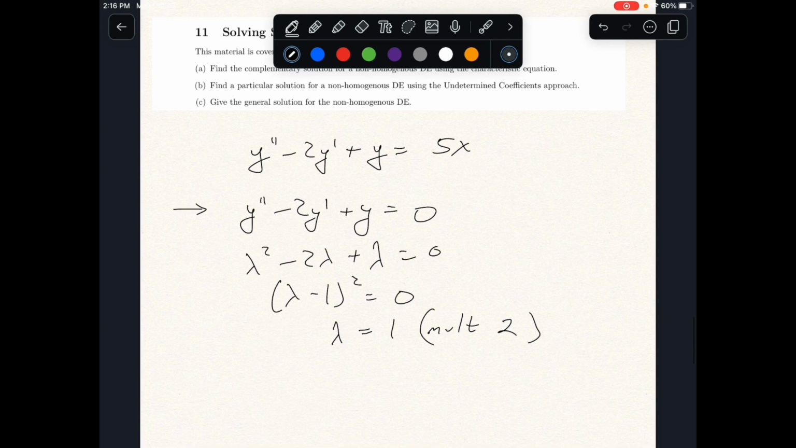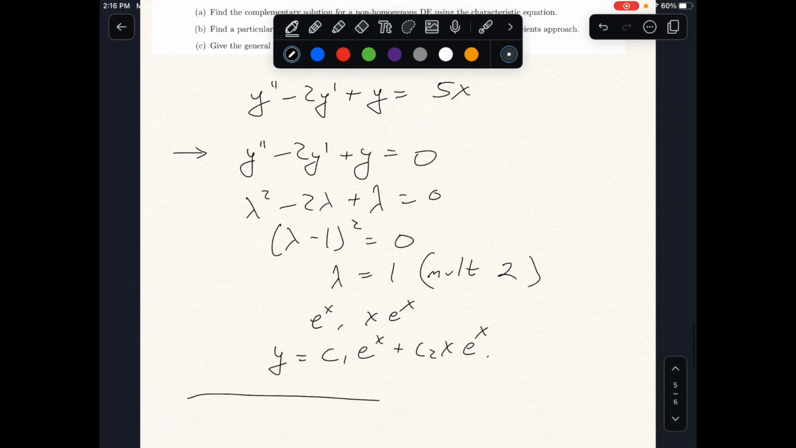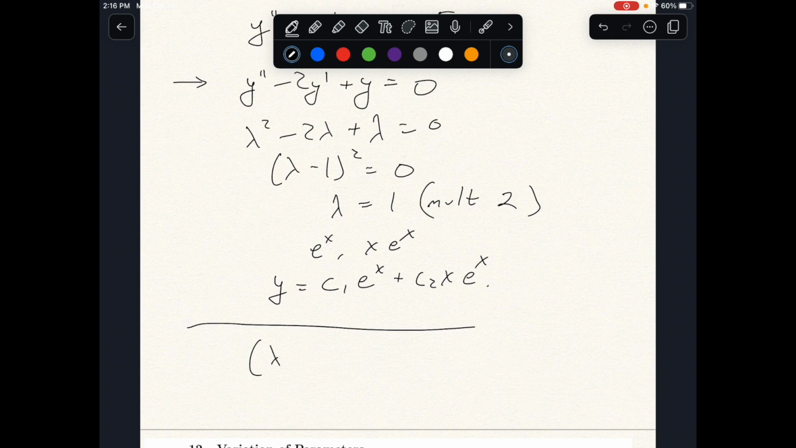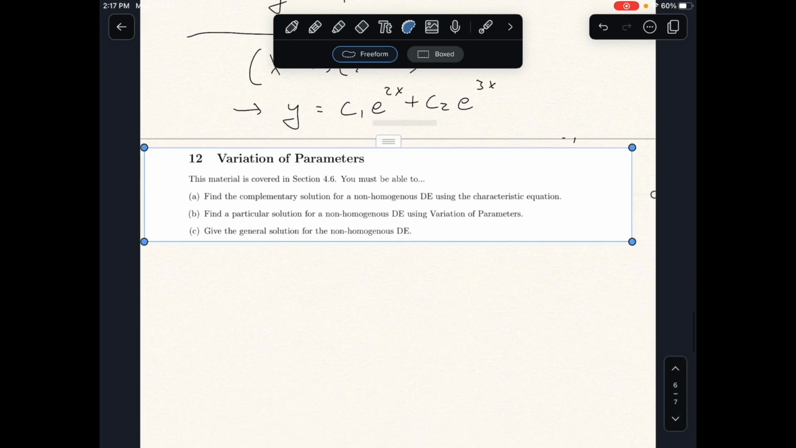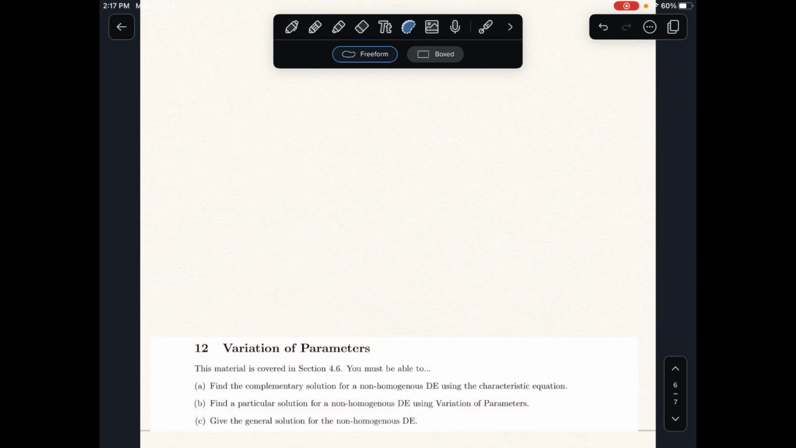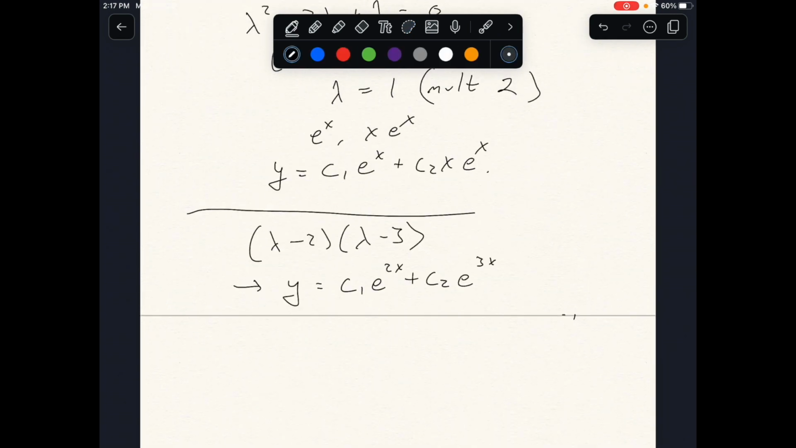So if it factors as lambda minus 1 squared, then your solutions would be e to the x and x e to the x. That would be your fundamental set. So your general solution would be c1 e to the x plus c2 x e to the x. If you had something that factored as lambda minus 2, lambda minus 3, then you would get y equals c1 e to the 2x plus c2 e to the 3x. Right. And so that's that.